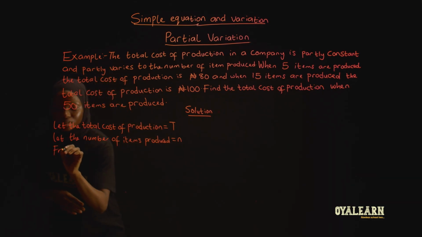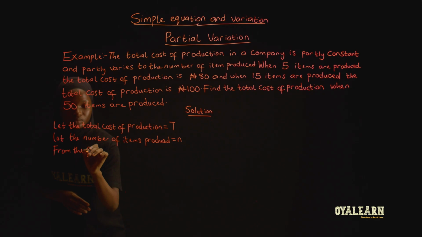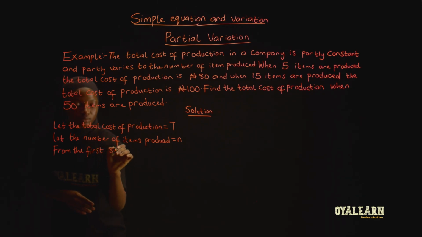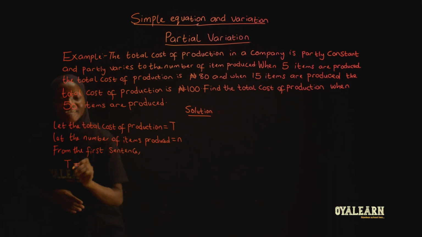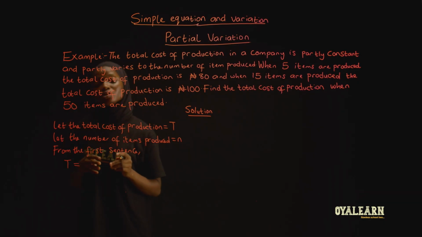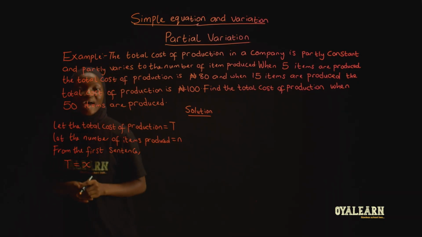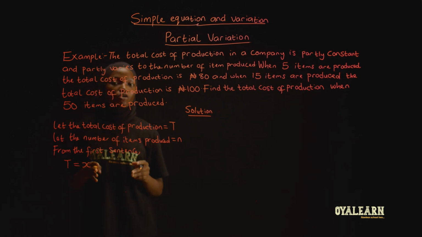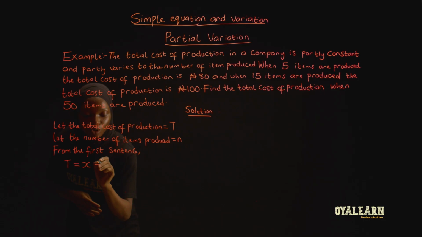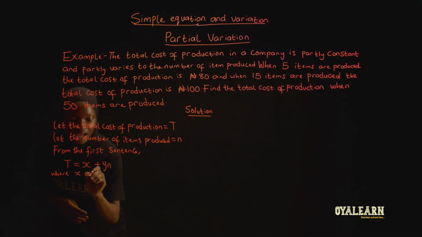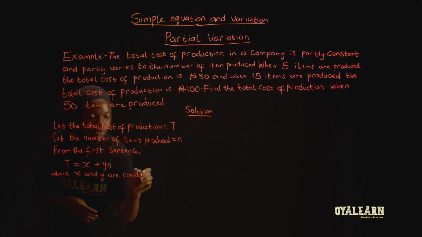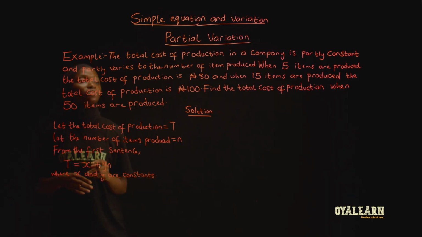So from the first sentence, we have T is partly constant. Let's say it's partly constant to X and partly varies as the number of items produced. That is, we have plus YN, where X and Y are constants. Now move on to the next sentence.